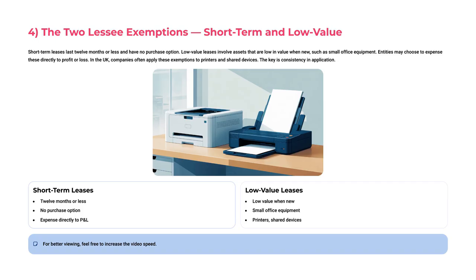The two lessee exemptions, short-term and low-value. Short-term leases last 12 months or less and have no purchase option. Low-value leases involve assets that are low in value when new, such as small office equipment. Entities may choose to expense these directly to profit or loss. In the UK, companies often apply these exemptions to printers and shared devices. The key is consistency in application.